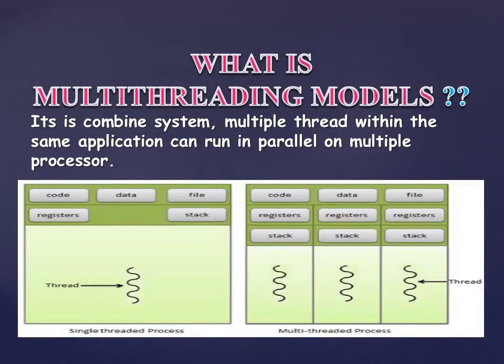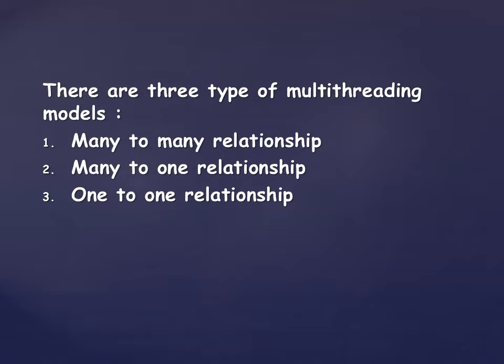What are multi-threading models? It is a combined system where multiple threads within the same application can run in parallel on multiple processors. The figure below shows the difference between a single-thread process and a multi-thread process. There are three types of multi-threading models.